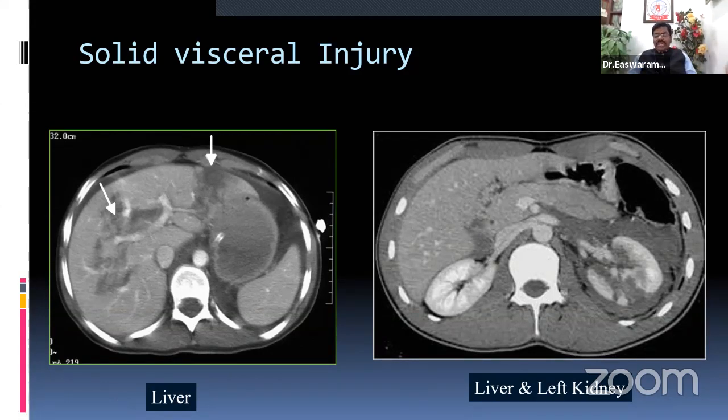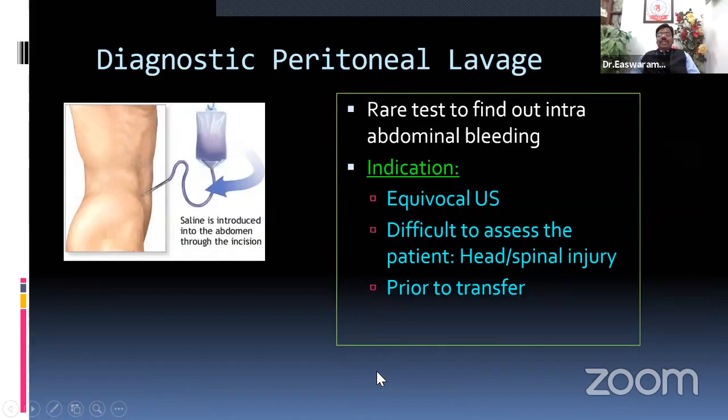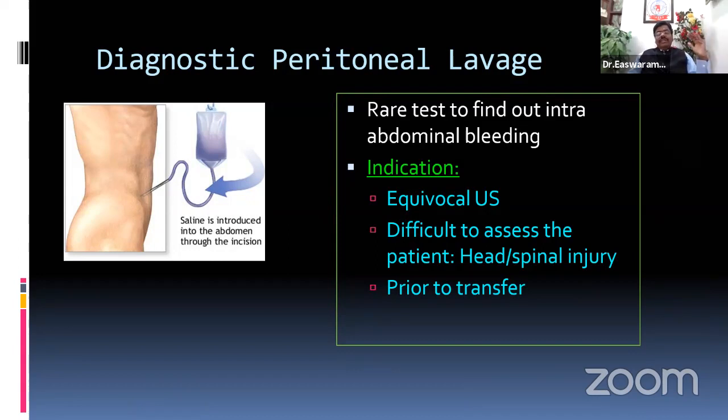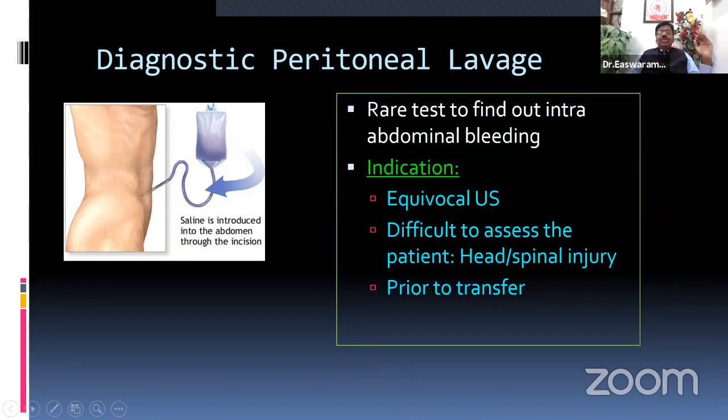So CT is very, very important for assessment of all stable patients in trauma. If you know that, that is well and good. What about a word about DPL? Because diagnostic peritoneal lavage was very, very important before the era of the FAST scan, that is, ultrasound in the emergency department. But now with the ultrasound available in every emergency department, we seldom do this procedure.